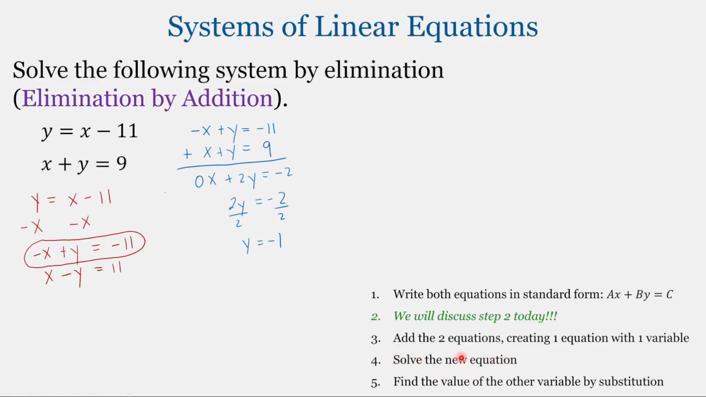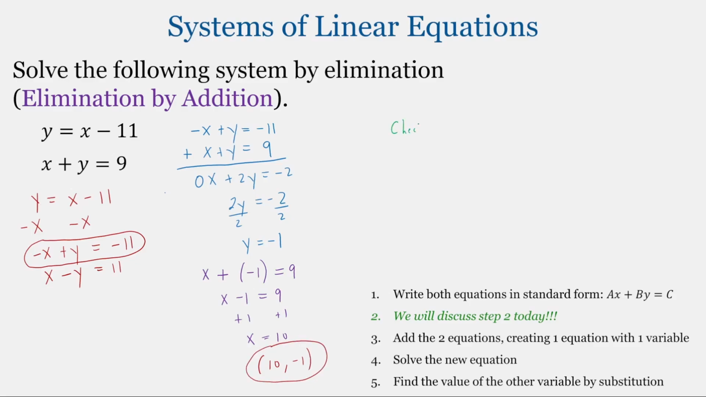So we've solved this new equation, and then we're going to find the value of the other variable by substitution. We'll substitute y equal to negative 1 into either of these two original equations. I'll go ahead and use this second equation. So we have x plus, instead of y, negative 1 equal to 9. This is x minus 1 equal to 9. Adding 1 to both sides, we get x equal to 10. So the solution is the ordered pair 10, negative 1.